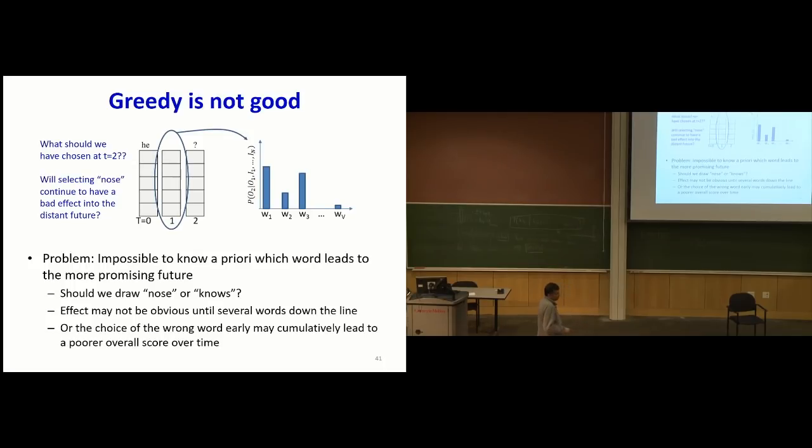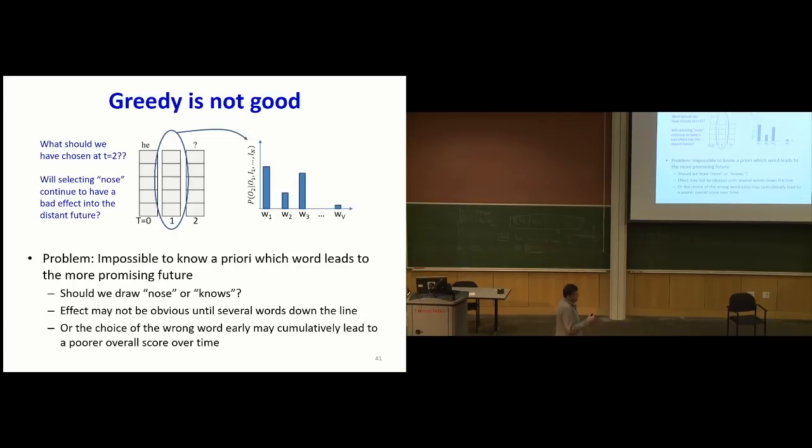Now, the problem is, when you're going left to right, you're outputting the first word, and then you're outputting the second word. In the big picture, when you're outputting the second word, there's no way for you to know the influence of the specific word that you chose on the probability distribution at the next instant. So when you're over here, you don't know that although the word knows is more likely, choosing it is going to result in a bad probability distribution at time 3.